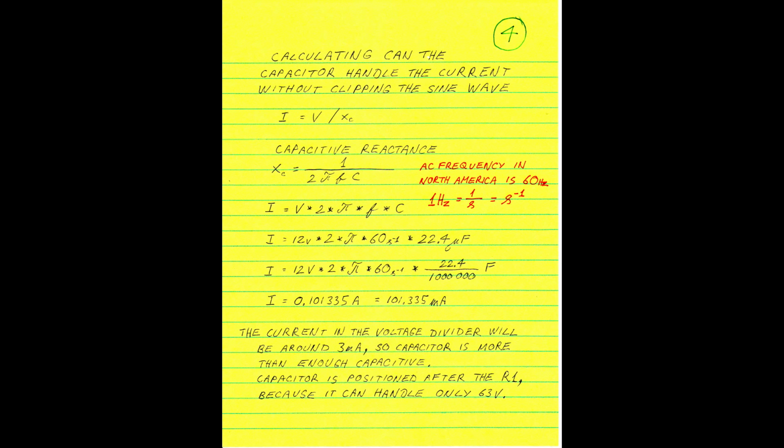The capacitor is positioned after R1 because it can handle only 63 volts. Before R1 it's 120 volts.